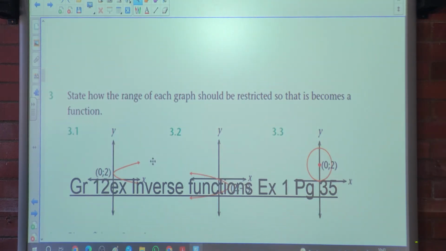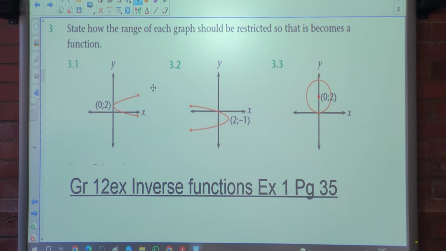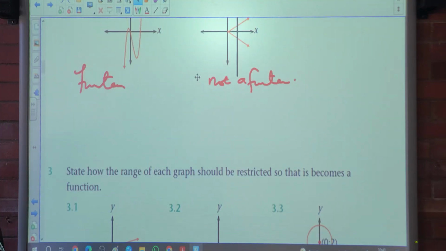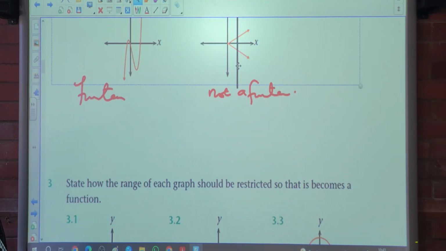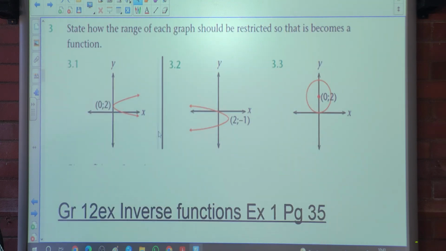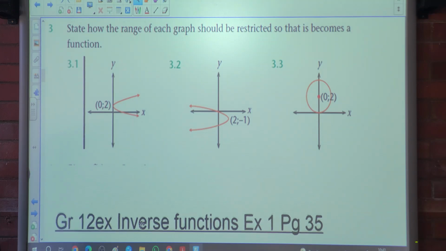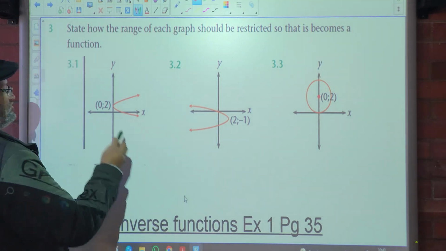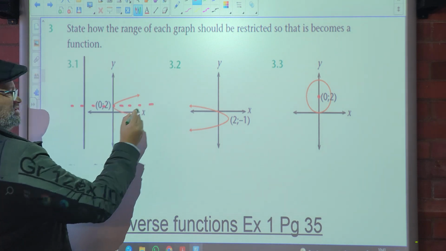Let's carry on with our lives. State the range of each graph. State how the range of each graph should be restricted so it becomes a function. So you all agree that this is not a function. The first one is not a function. Why? It does not pass the vertical line test. But if I take this part of the graph only, what is the equation of that line there?